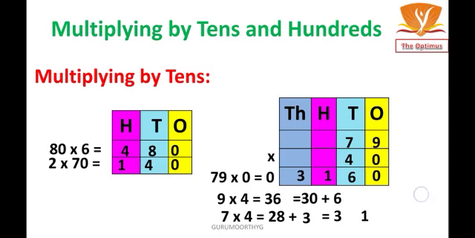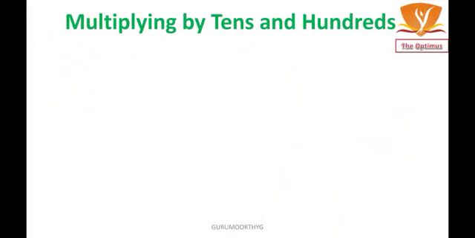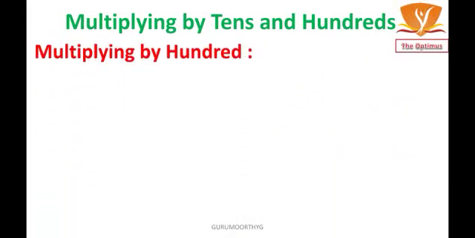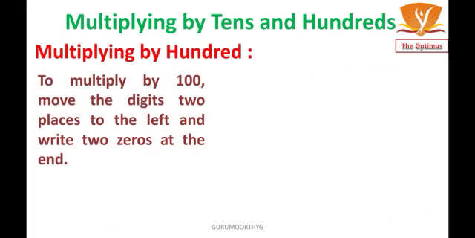Next topic is multiplying by 100. To multiply by 100, move the digits 2 places to the left and write 2 zeros at the end. Example, 3 groups of 100 equal to 300.